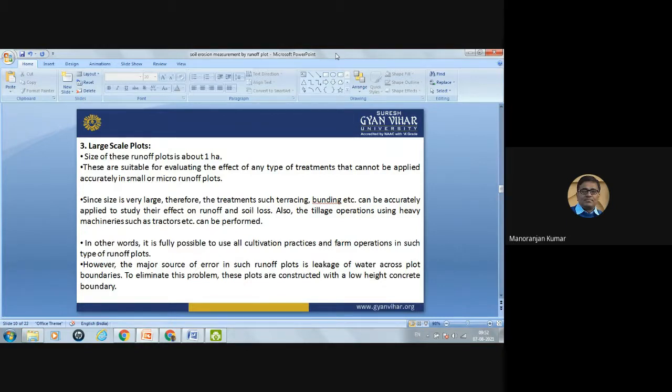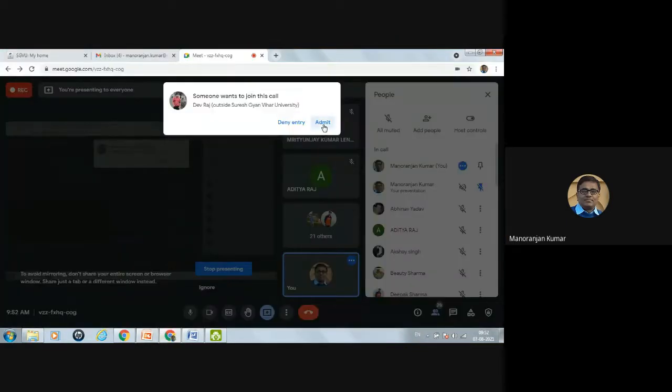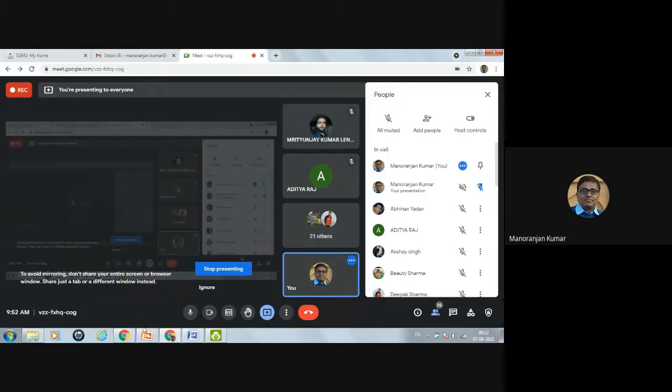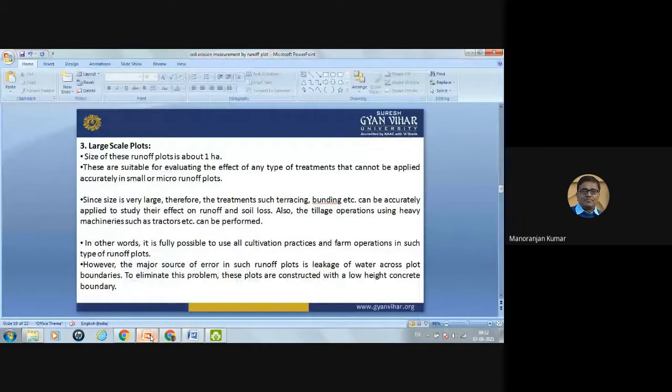However, the major source of error in such a runoff plot is leakage of water across the plot boundaries. To eliminate these problems, these plots are constructed with a low height concrete boundary. So this is the large scale plot.